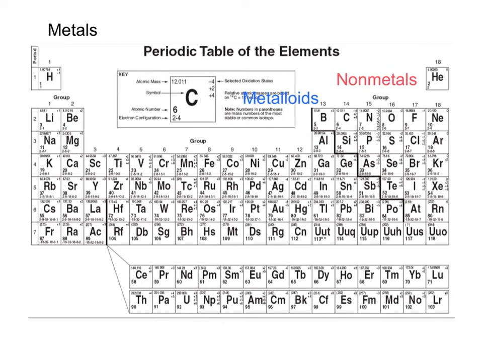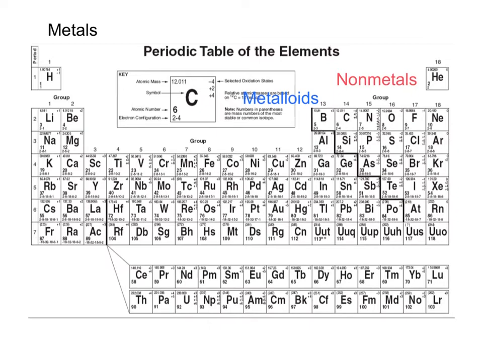In contrast, nonmetals essentially have the opposite properties of metals. Nonmetals are located to the right of the bolded staircase on the periodic table. Nonmetals are dull when solid, though many nonmetals are gas at room temperature. They are poor conductors of heat and electricity and are brittle, or if they are solid, they break apart very easily.